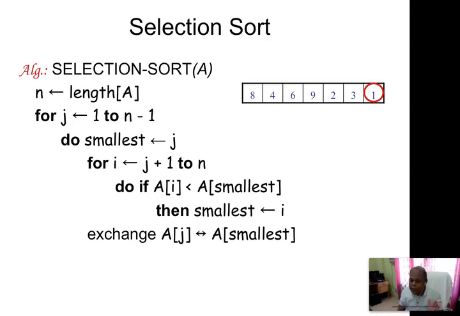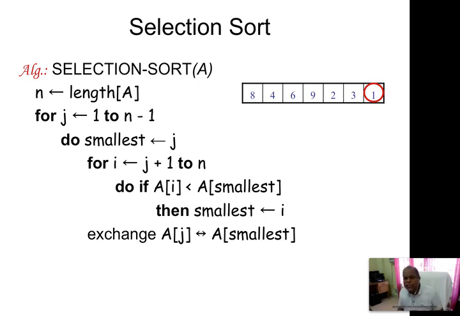That means out of n elements, if you are placing n minus 1 elements in their proper positions, then the array will be sorted by default. Hence, first of all, we will set smallest equal to j, because for j equal to 1, the first position element we will assume is the smallest, but really it may not be the smallest element. And for i is equal to j plus 1 to n, what will happen? Do: if A[i] is less than A[smallest], then smallest will be i. Then exchange A[j] with A[smallest].